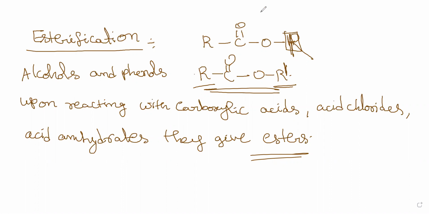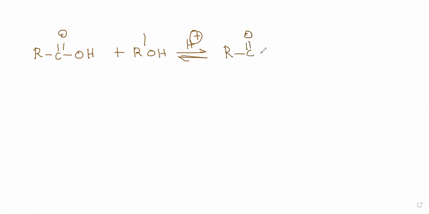So let's see. So you have RCOOH. We will take some alcohol, R dash OH, in the presence of an acid. Actually, this is a reversible reaction. We have to be very careful about this reaction. So this is RCOOR dash. This is what you get, plus H2O.